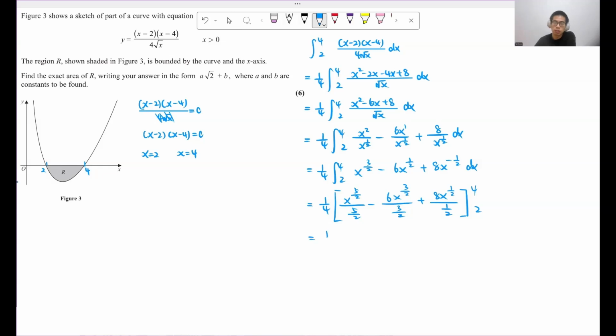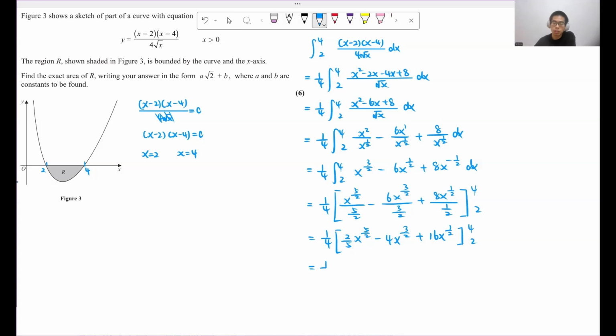Simplify this, that would be 1/4. Divided by 5 over 2 is the same as times by 2 over 5. And 6 divided by 3 over 2 would be times by 2 over 3, so 12 over 3 is 4. So 4x power 3 over 2. And 8 divided by 1/2 is the same as 8 times 2, that would be 16x power 1/2, with limits 4, 2.